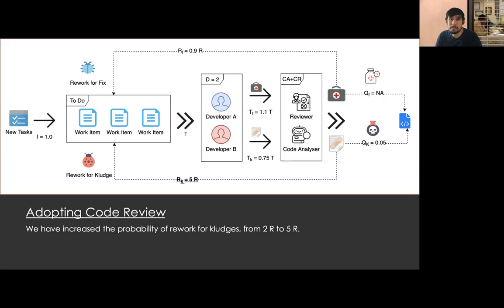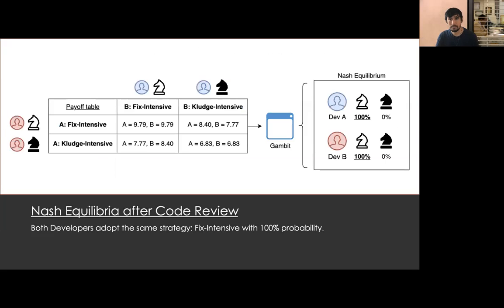Given the promising results obtained by increasing the cost of kludges, let's try go a bit further. If besides automatic code analysis, we include a code review made by an actual engineer, let's assume that the probability of reward for kludges increases from 2R to 5R. Here's the new payoff table using the updated simulation model. The equilibrium obtained is now aligned with what the organization wants, but developers adopt the fixed intensity strategy with a probability of 100%.